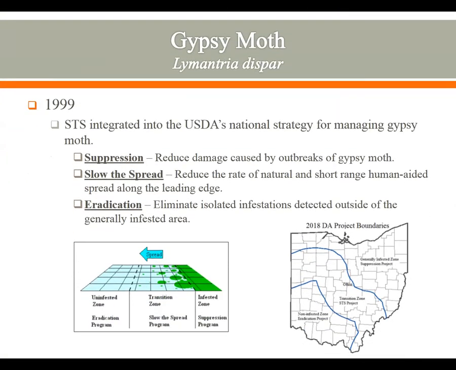In 1999, STS was integrated into the USDA's National Strategy for Managing Gypsy Moth. When that occurred, basically we had 3 projects developed, and I'm going to give the example here in Ohio. The 3 project zones were suppression, slow the spread, and eradication.